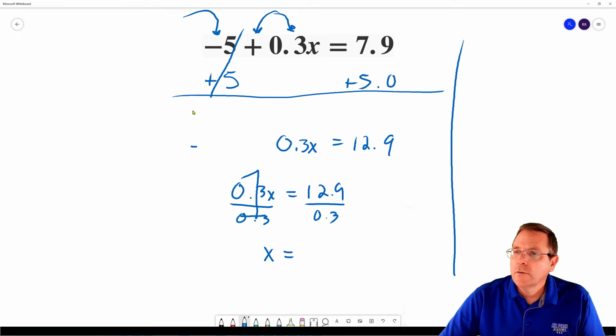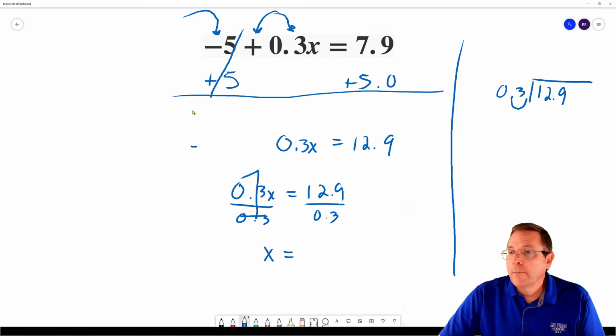We also need to do some grunt work, so 12.9 divided by 0.3. Bounce a decimal till you hit the wall. Bounce a decimal inside the house the same number of places to the right, and move straight up. 3 goes into 12 4 times. 4 times 3 is 12 with nothing left over. Bring down your 9. 3 goes into 9 3 times, and 3 times 3 is 9.